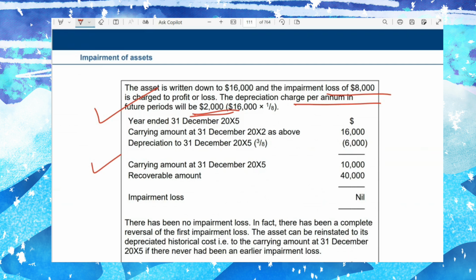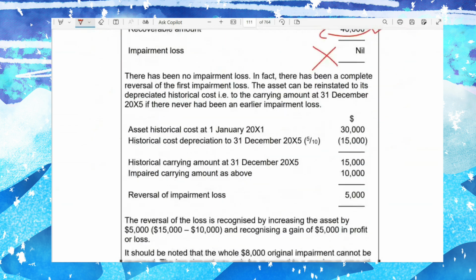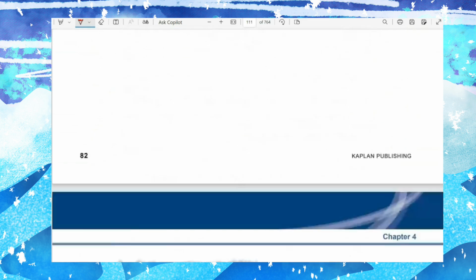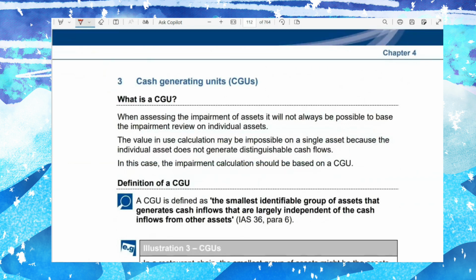Okay, students, now we come to the cash generating unit (CGU). What is a CGU in financial terms? It is very common in your upcoming questions. When assessing impairment of assets, it will not always be possible to base the impairment review on an individual asset. The value in use calculation may be impossible for a single asset because it does not generate distinguishable cash flows. In this case, the impairment calculation should be based on the CGU, so if it is a whole business unit, it applies there.